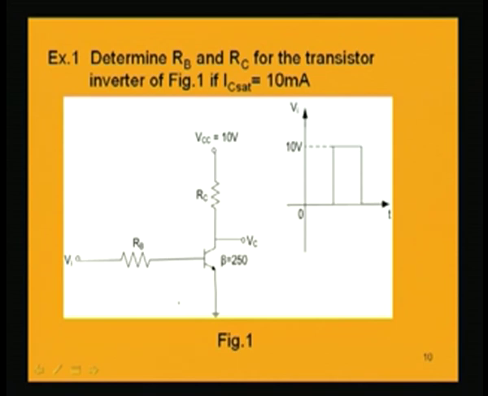So, in this case, what will be the values of RB and RC that we have to design? For solving that, as we are given that IC sat is 10 milliampere, we can find the expression for IC.